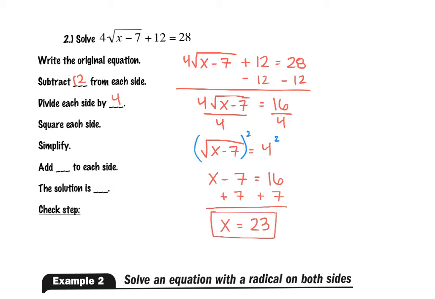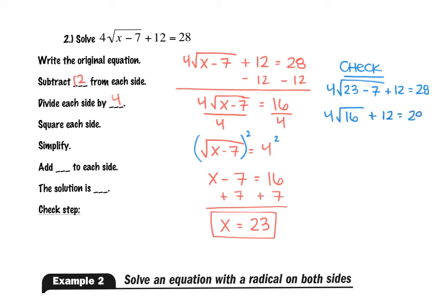All right, let's go ahead and check it to make sure that we found the right solution. So I have 4 times the square root, and for x I'm going to plug in 23, so that's 23 minus 7 plus 12 equals 28. Again, when you have an expression with a radical sign, you first do what's under the radical sign, then take the square root, then anything on the outside. So I need to start by doing 23 minus 7. So this would be 16.